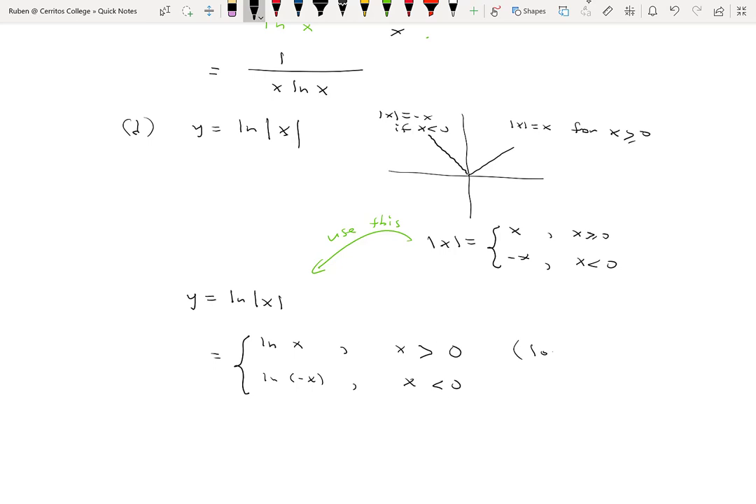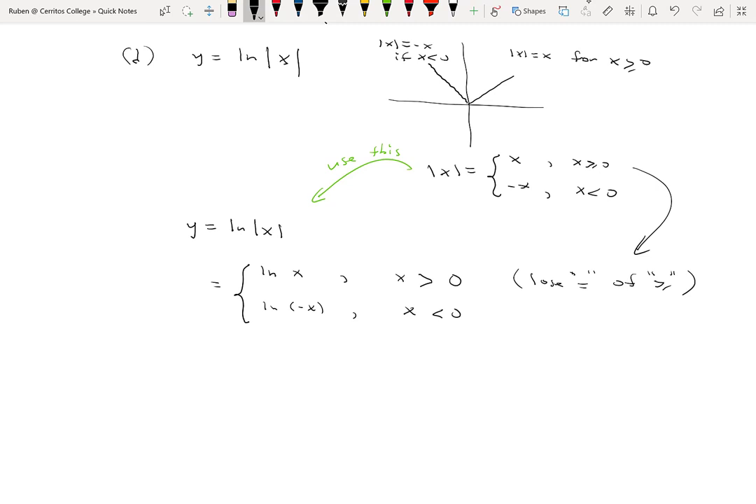We lose the equals part of greater than or equal to in this definition, because you can't take the logarithm of 0. Remember, the definition of the logarithm requires that we're taking the logarithms of positive things. So you might be thinking, well, what about right here? How about log of negative x? How can that quantity, negative x, be positive?